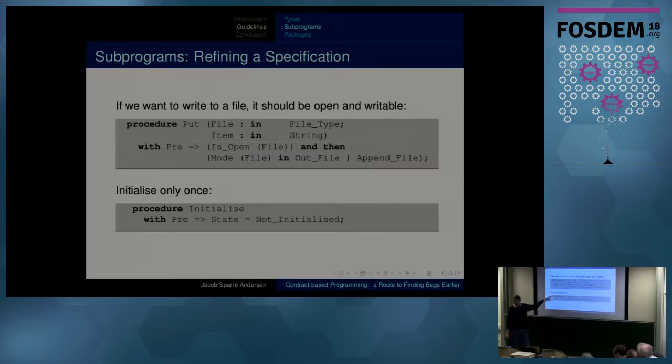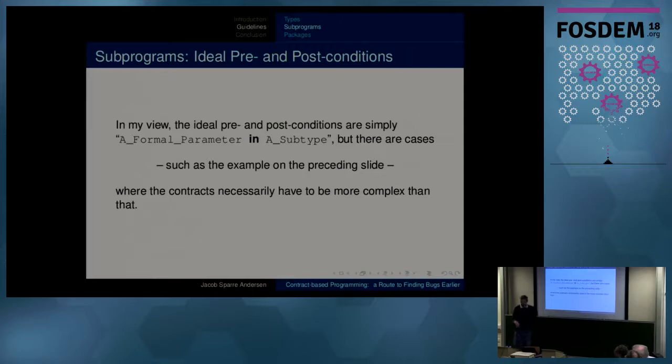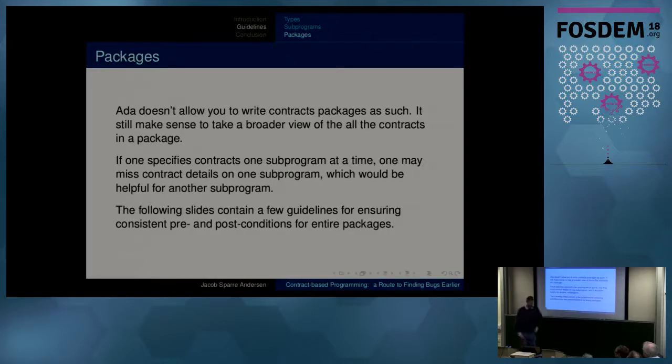Another one, this is from the example with a library. You have to initialize, but it's only sensible to do it if the library is not initialized yet. And now you just get a bit of opinion. I'm not sure how sensible it actually is, but the ideal pre and postconditions, in my view, should be something as simple as the name of one of the formal parameters being in some subtype. I have examples, even in these slides, where it's not possible, but I would like it to be. So that was a bit about putting contracts on the subprograms.